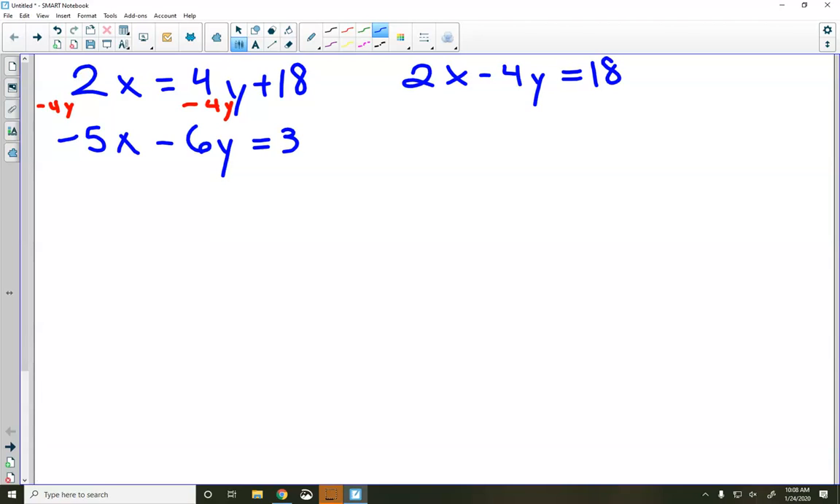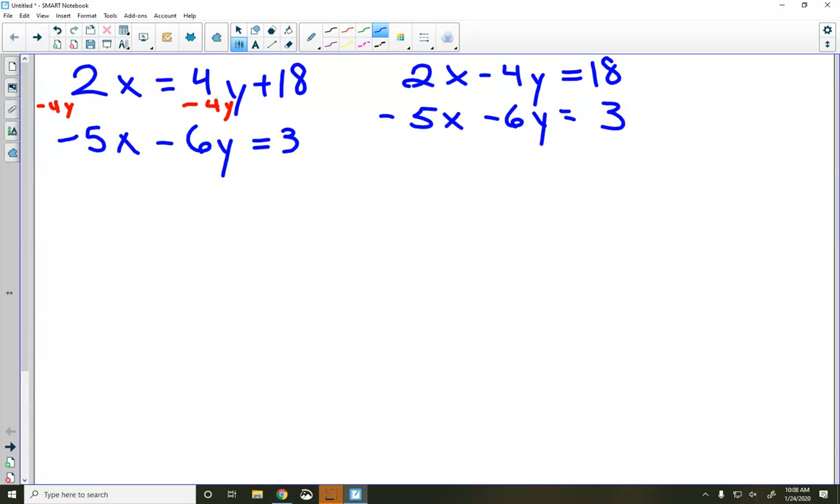Right, and that's clearly in standard form. My a is positive, and I have ax plus by equals c, and everything's an integer. Now we look at the bottom equation. It's already set up as negative 5x minus 6y equals 3. That's not technically standard form because a is negative, but we're okay.